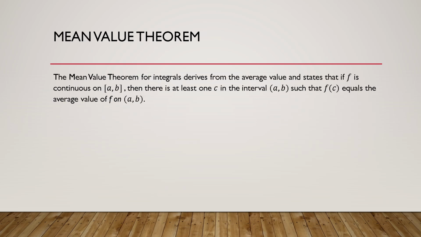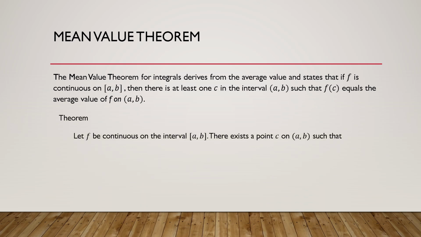The mean value theorem for integrals derives from the average value and states that if f is continuous on AB, then there is at least one c on the interval AB such that f of c equals the average value of f on AB. This theorem states the following. Let f be continuous on the interval AB. There exists a c on AB such that f of c equals the average value f bar, which equals 1 over b minus a times the integral from a to b of f of x dx.